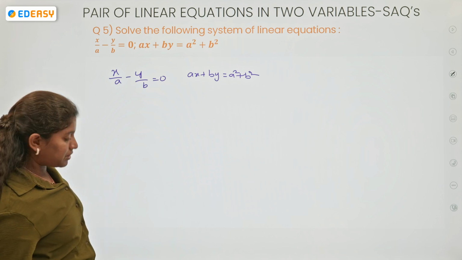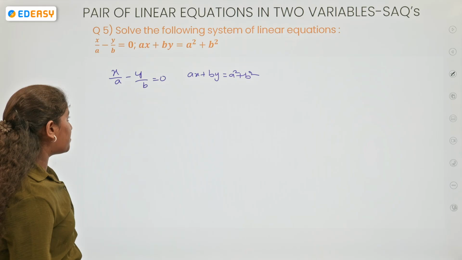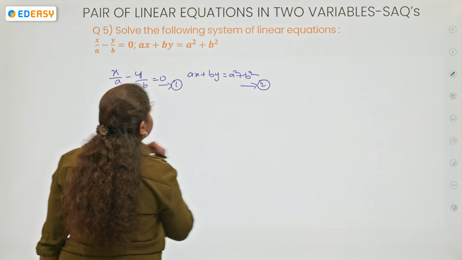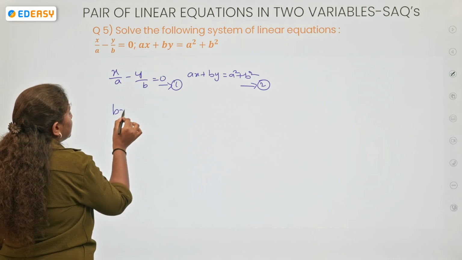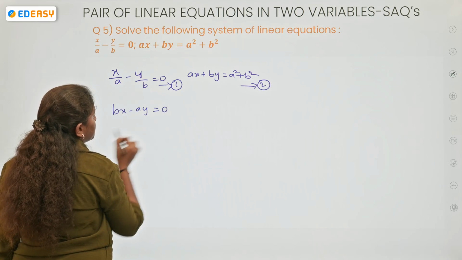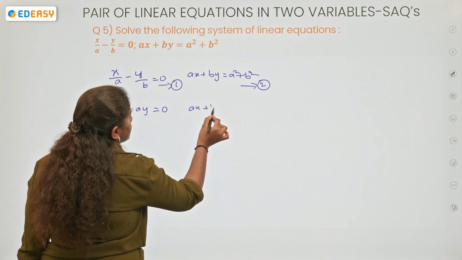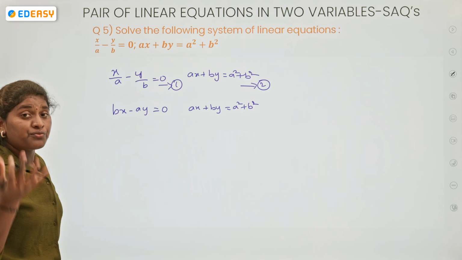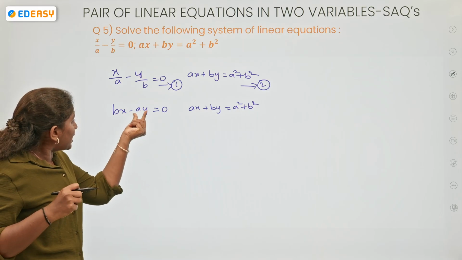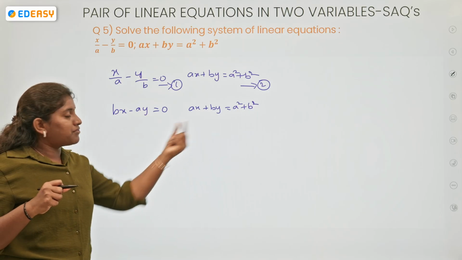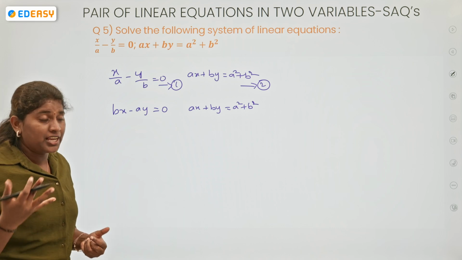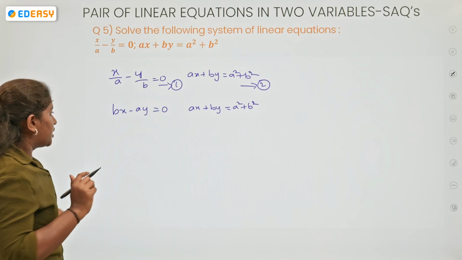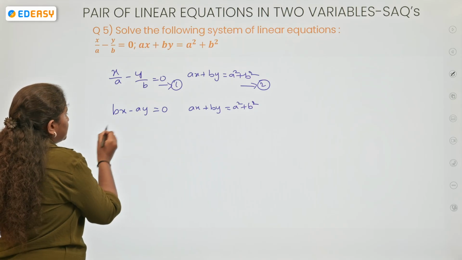Now look here. Let's simplify the first equation, x by a minus y by b equals 0. This is your first equation and this is the second equation. Now, if you do cross multiplication, bx minus ay equals 0 and here it is ax plus by equals a square plus b square. Let's make the coefficients of one variable the same. So, can I make minus ay and plus by? I am going to eliminate y. If you want to eliminate x, then you can eliminate x. It's your wish. Okay.